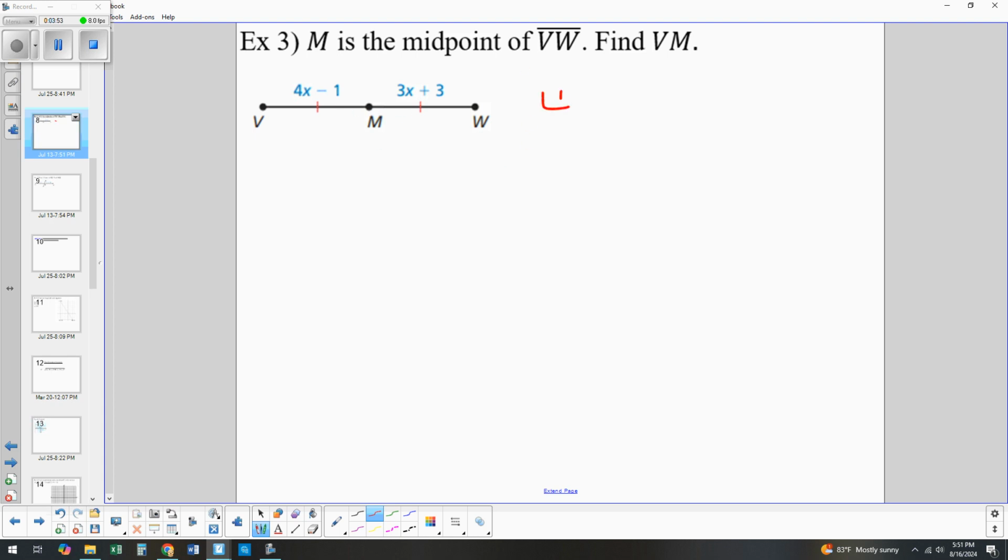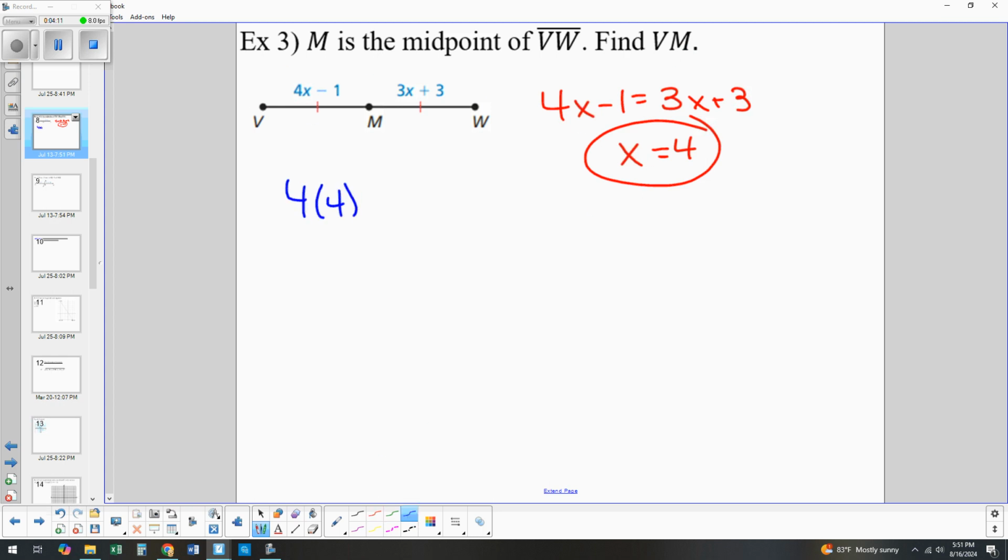So I'm going to set them equal to each other. So I have 4x minus 1 equals 3x plus 3. So that's going to be x equals 4, right? Subtract 3x, add 1. So I still want to find the length of VM. So I'm going to take my 4 and substitute it back in. So 16 minus 1, VM is actually equal to 15.